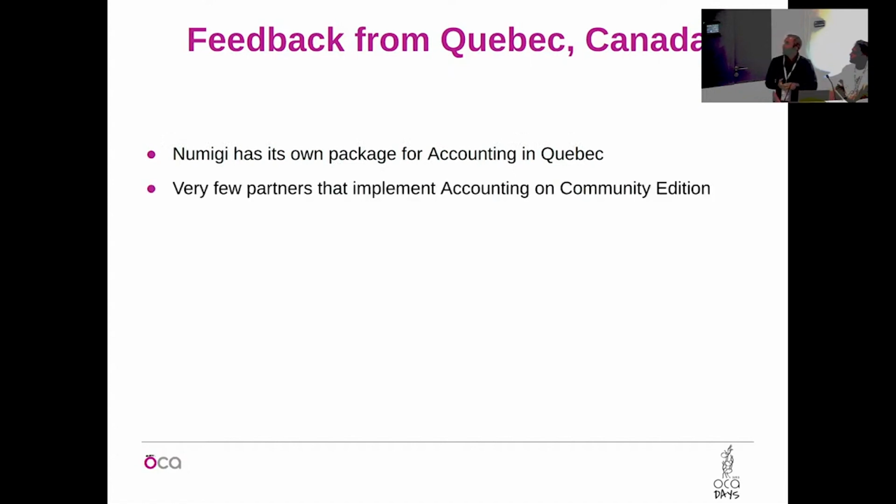Community Edition is becoming harder for new partners to integrate because Odoo tends to cut off some key features version after version, and so for new partners it's becoming difficult. In Quebec we tend to have very few partners that work with accounting on Community Edition. And that's worrying because at the end of the day, if we have no more partners working with Community Edition for accounting, this will probably mean fewer clients working with Community Edition overall.